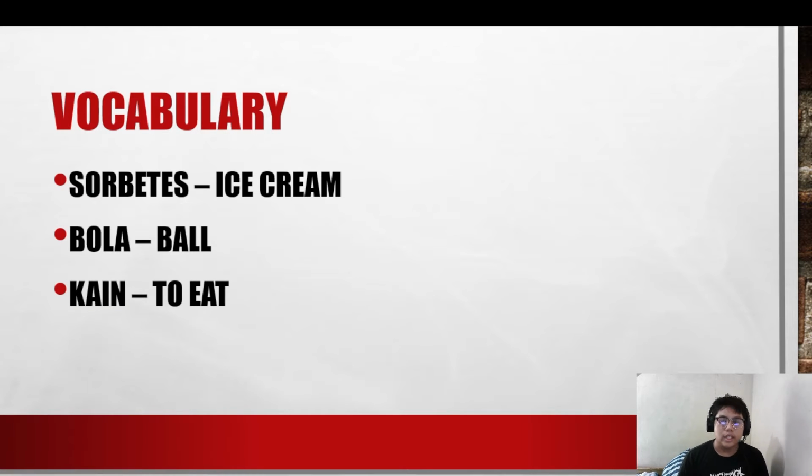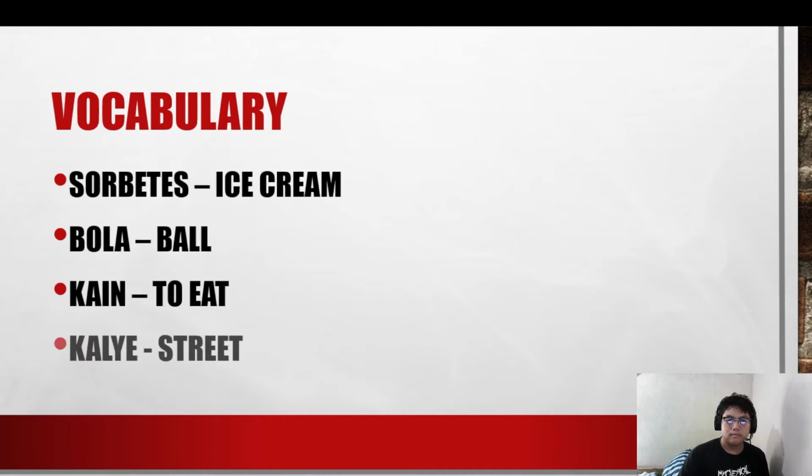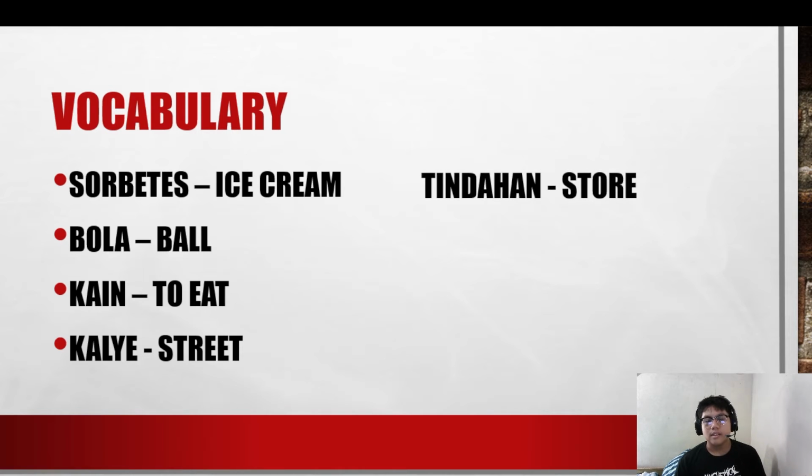Kain. To eat. Some people pronounce this as kain. That's a more colloquial thing. But for all purposes right now, it's kain. Next is calle, which means street. Calle. Next is tindahan, which means store. And I believe that's all the vocabulary.